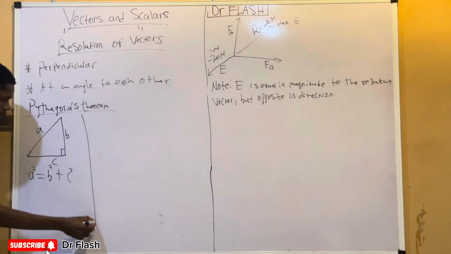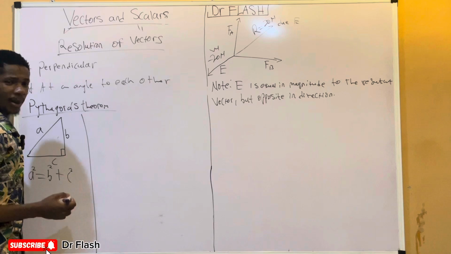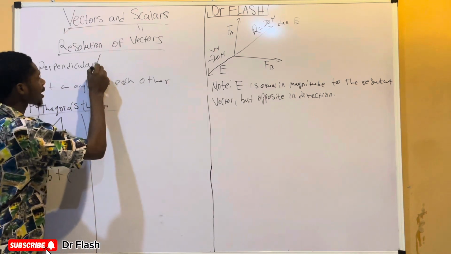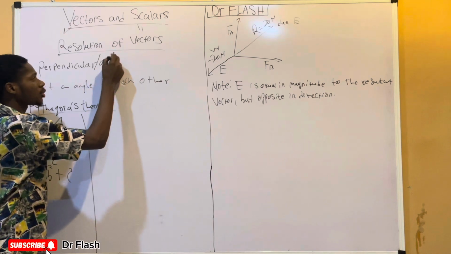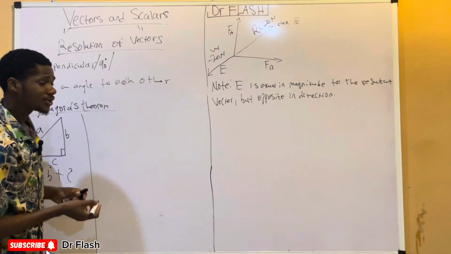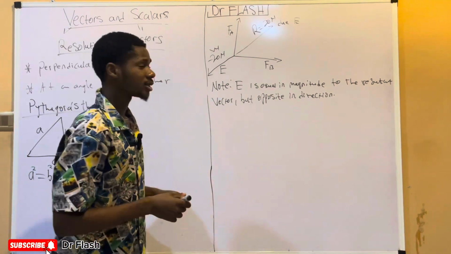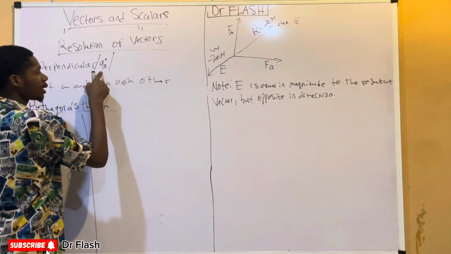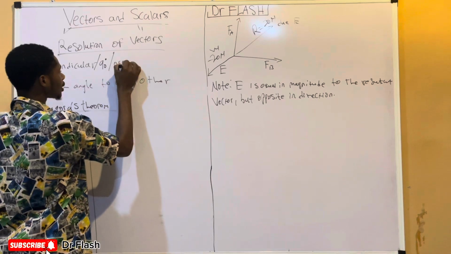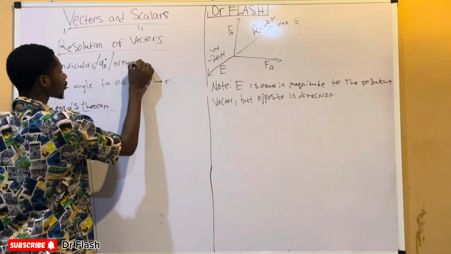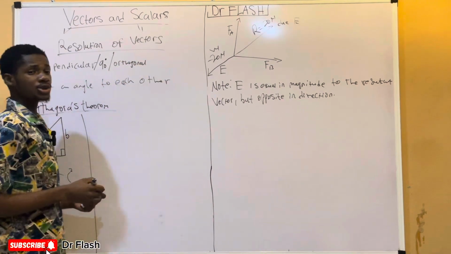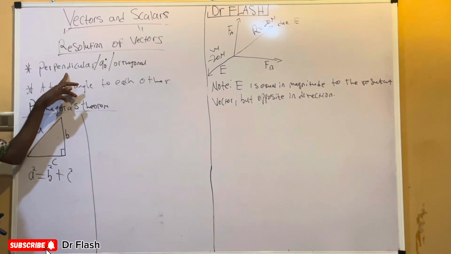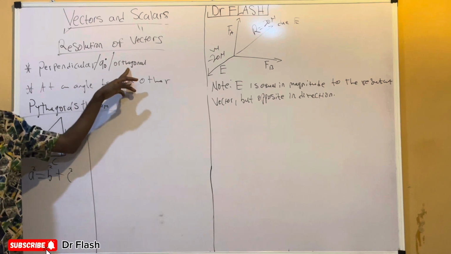Now let's go deep into the perpendicular vectors. For vectors that are perpendicular, take note: when we say vectors are perpendicular, it means they are acting at 90 degrees to each other. So if the question talks about 90 degrees or perpendicular, it is the same thing. They could also tell you that the vectors are orthogonal to each other. So when you see perpendicular, it means 90, and also means orthogonal.